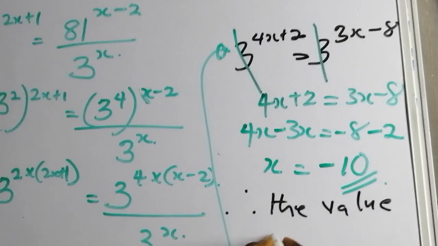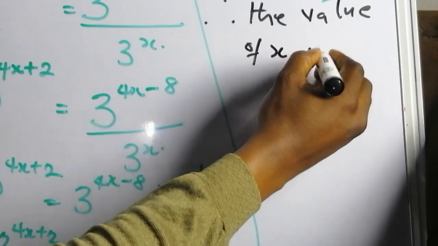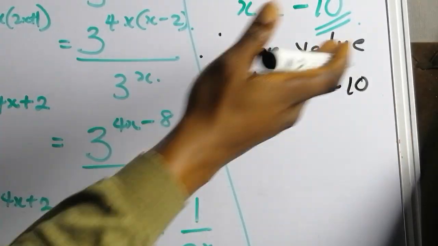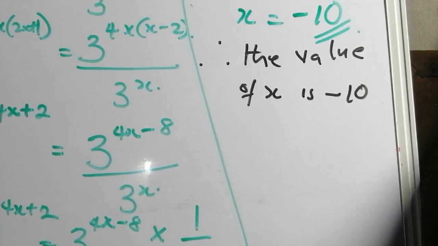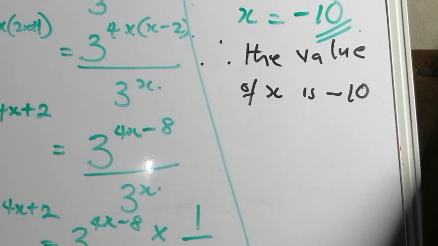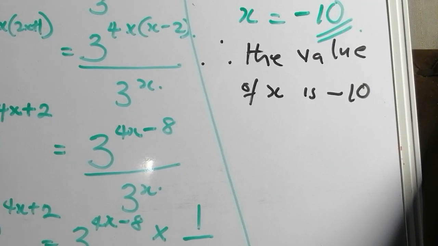Therefore, the value of x is what? Minus 10. So this can take maybe an extra 1 or 2 marks so that you can get your full answer. It's as simple as that. So this is just a theory question where you need to show your working, you need to show your steps so that you can get your full answer.